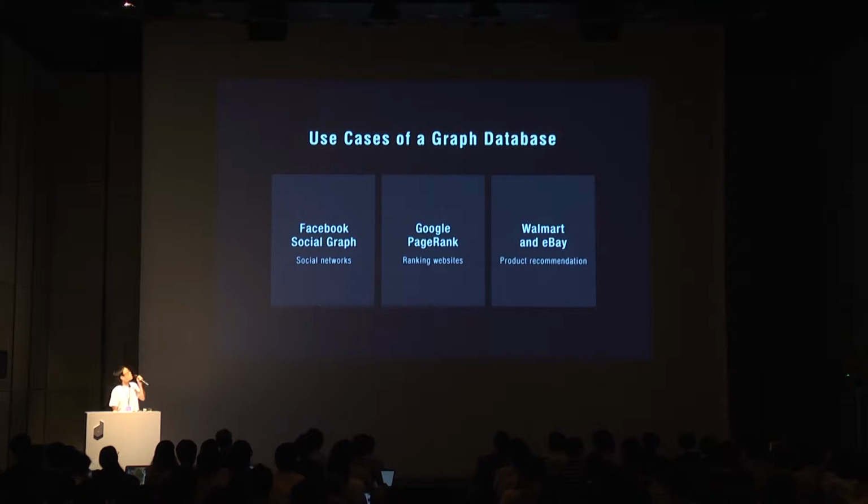These are some of the early adopters of graph database technology. Facebook and Google adopted the technology for social graph and page rank. Walmart and eBay use it for their product recommendation system.